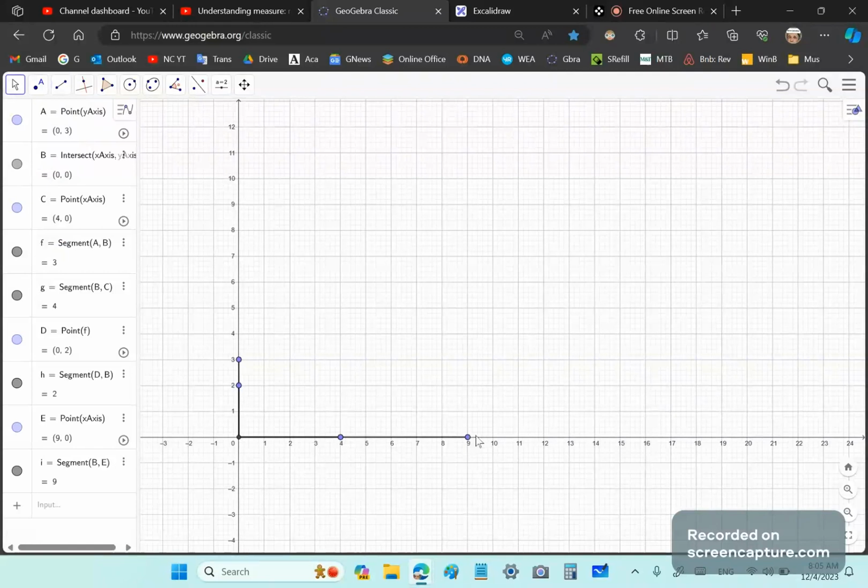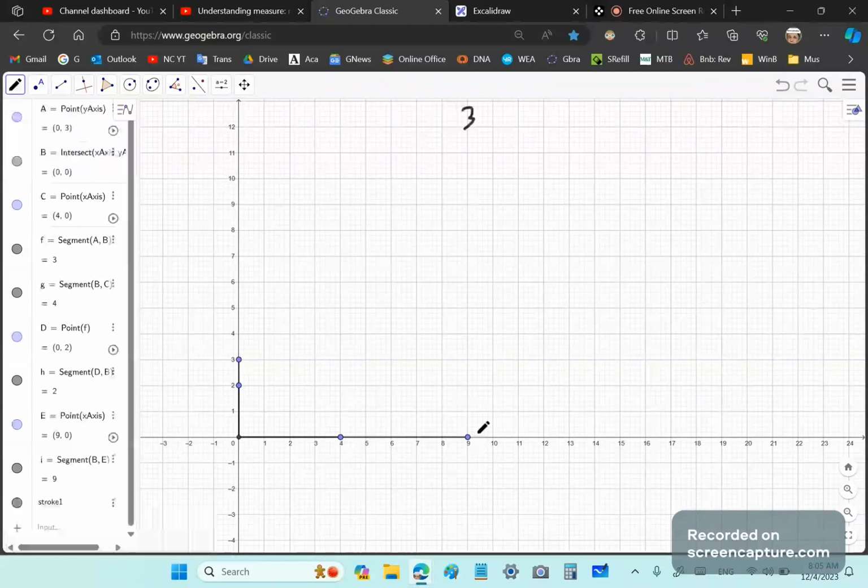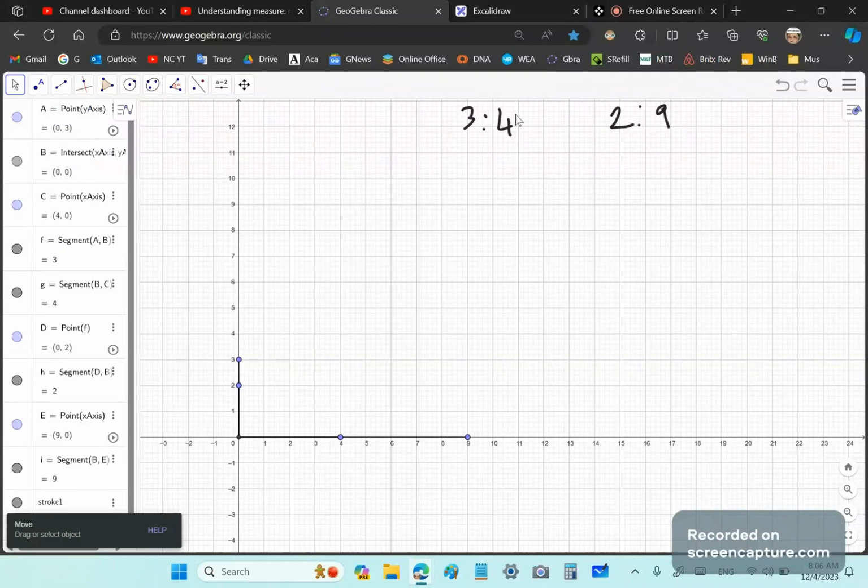So our two ratios are 3/4 and 2/9. We can either change 2/9 so that it has 4 as a consequent, or we can change 3/4 so that it has 2/9. Let's say we want to change this so that it has 4 as a consequent. So we do the same thing again, right?